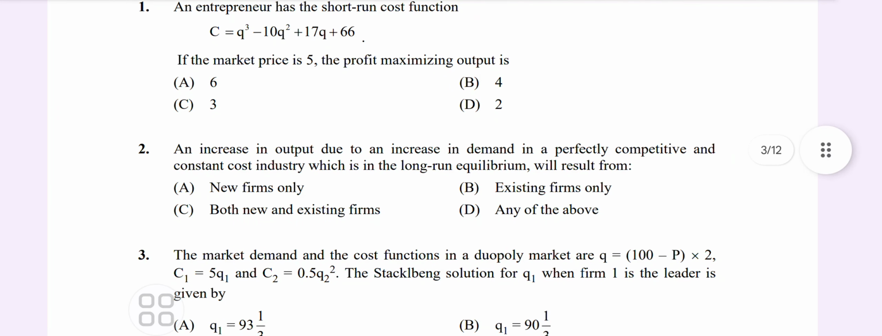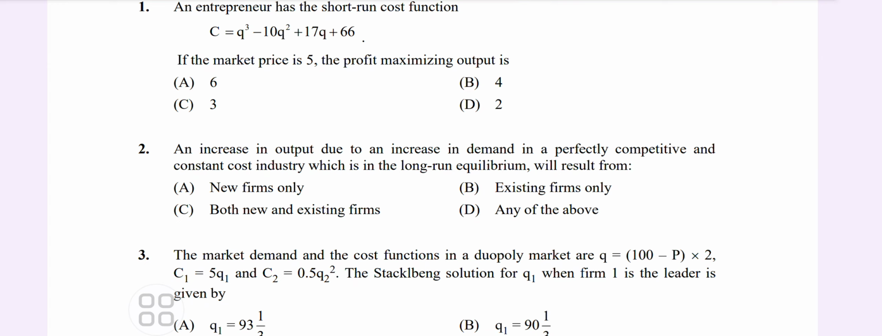Now we come to the second question. An increase in output due to an increase in demand in a perfectly competitive and constant cost industry, which is in the long run equilibrium, will result from new firms only, existing firms only, both new and existing firms, any of the above. So in a perfectly competitive industry, there are many firms we know, and each firm is a price taker. They cannot influence the market price. In the long run equilibrium, firms are making zero economic profit, and there is no incentive for new firms to enter or existing firms to exit this industry.